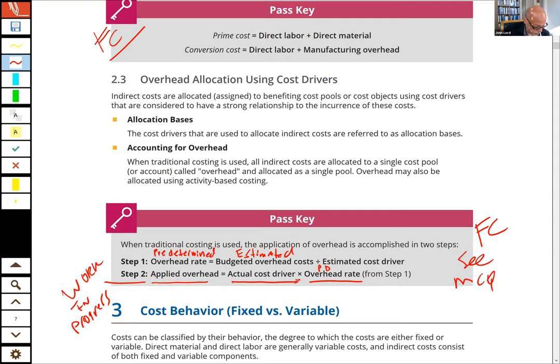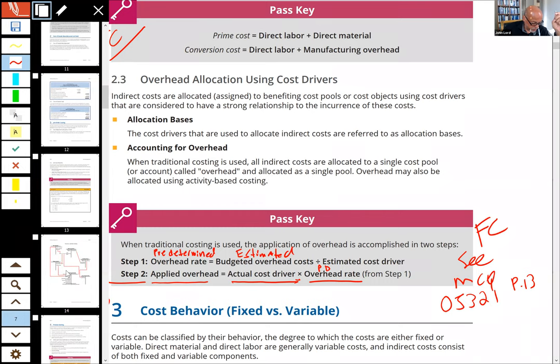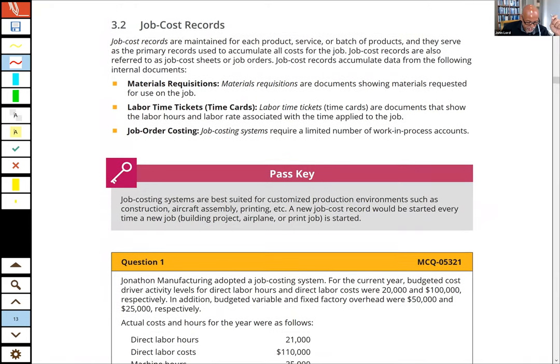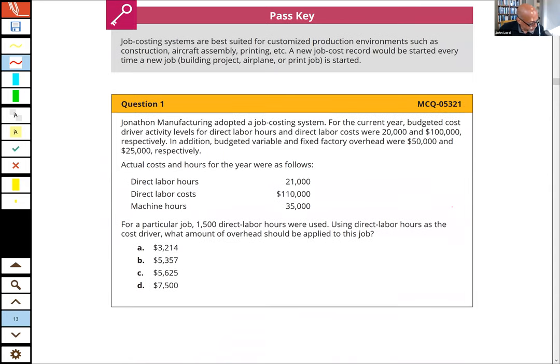So what I want you to do is put C, multiple choice question 0, 5, 3, 2, 1. And that question, guys, is on page 13. Rather than jump into the software to try to find it, let me just jump to page 13 here. I want to do this one together. Let's take a look at how we would calculate the predetermined overhead rate and then how we would use it to apply to a particular job here.